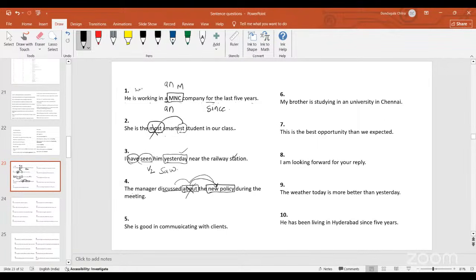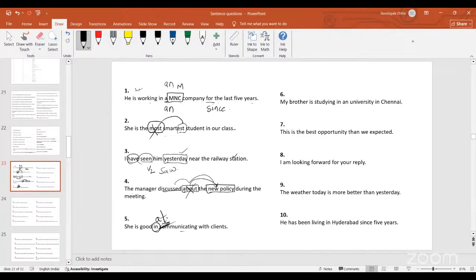Next, she is good in communicating with clients. She is good at communicating with the clients, sir. Yes, because when we are describing their skills, we use at, sir. Yes, exactly. So here at, as Pavi said, whenever we discuss any abilities or skills, we use at.